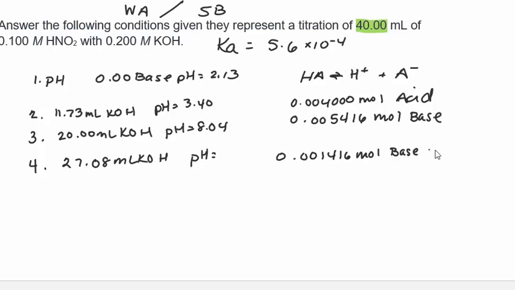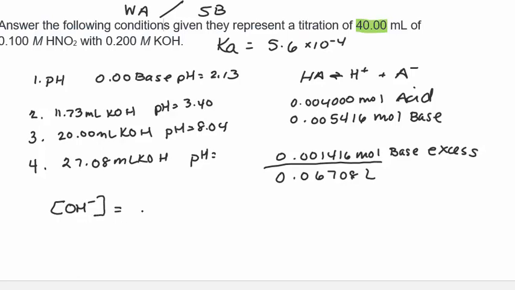So I need to divide these moles by the total volume. Now the total volume here is 67.08 milliliters, converted to liters is going to look like this. So the new concentration of my hydroxide then is going to be 0.0211, and there are more digits.